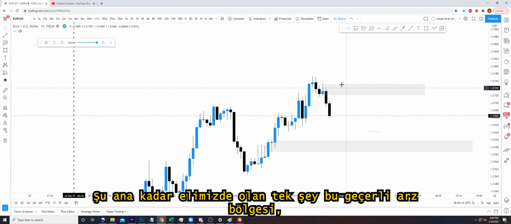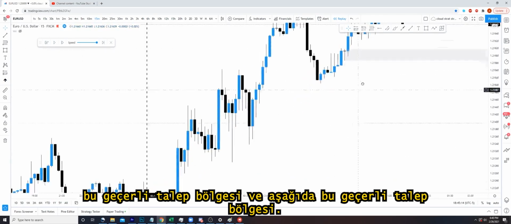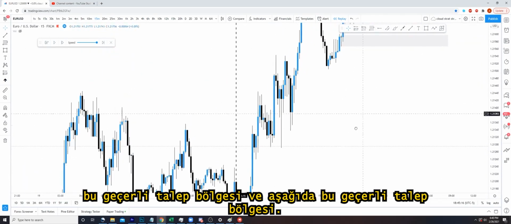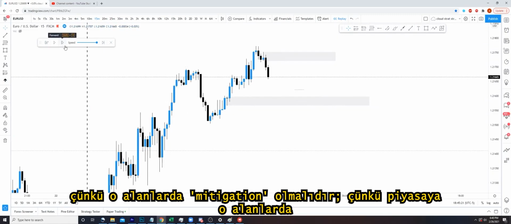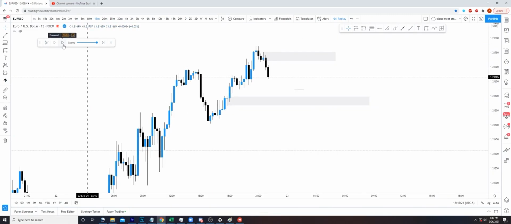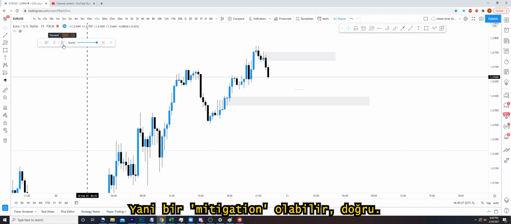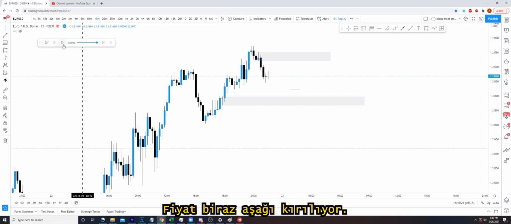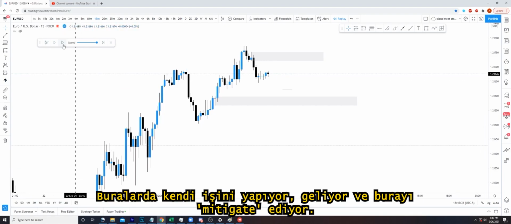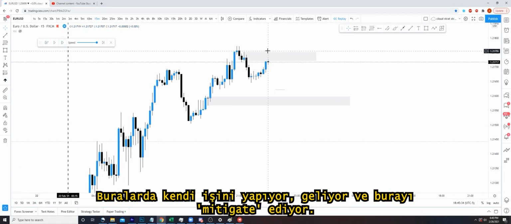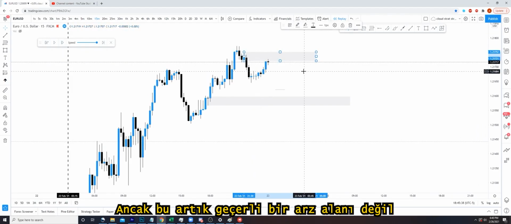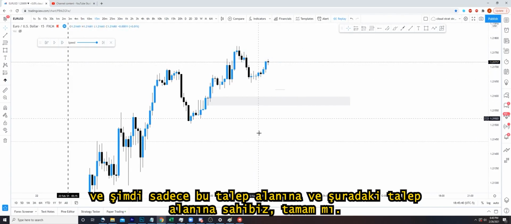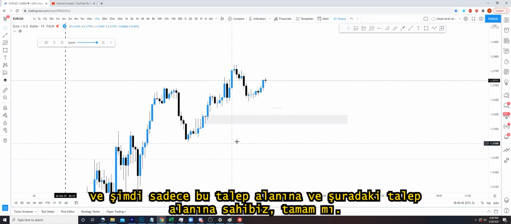So far, all we have is this valid supply zone, this valid demand zone, and this valid demand zone down here. And those are all valid areas for you to expect certain things to occur at, because there should be mitigation at those areas, because there were orders sent into the market at those areas, so there can be mitigation, right? Price breaks down a little bit, just doing its thing around here, comes and mitigates this. So again, there are opportunities for sells there, but this is no longer a valid area of supply. And instead, now we only have this area of demand and this area of demand, okay?